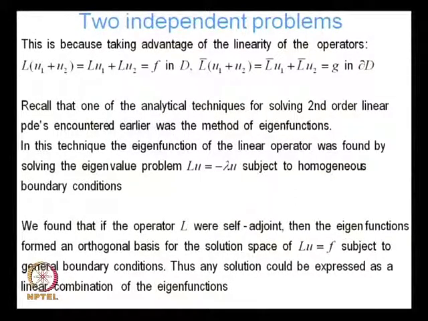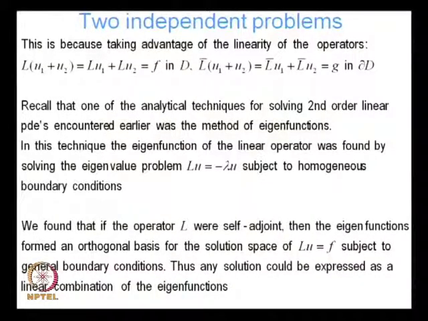Recall that one of the analytical techniques we looked at for solving second order linear partial differential equations was the method of eigenfunctions. In this method, we solved the eigenvalue problem Lu is equal to minus lambda u, subject to homogeneous boundary conditions, and we found that if this operator was self-adjoint, then the eigenfunctions formed an orthogonal basis for the solution space. So, any solution could be constructed by taking a linear combination of the eigenfunctions, which we have seen in great detail earlier. We have used that technique for solving the wave equation, the diffusion equation, and so forth.